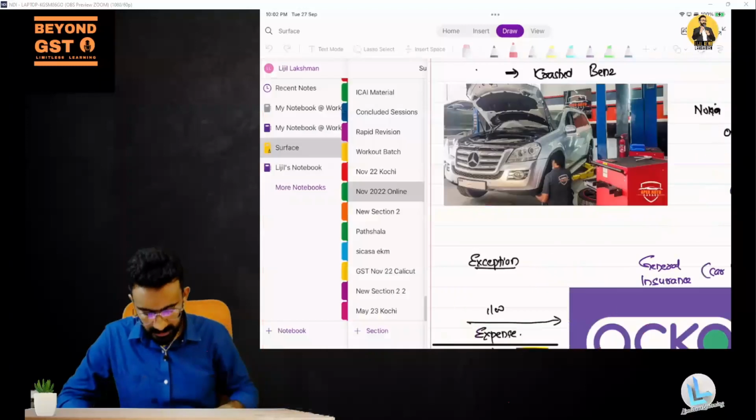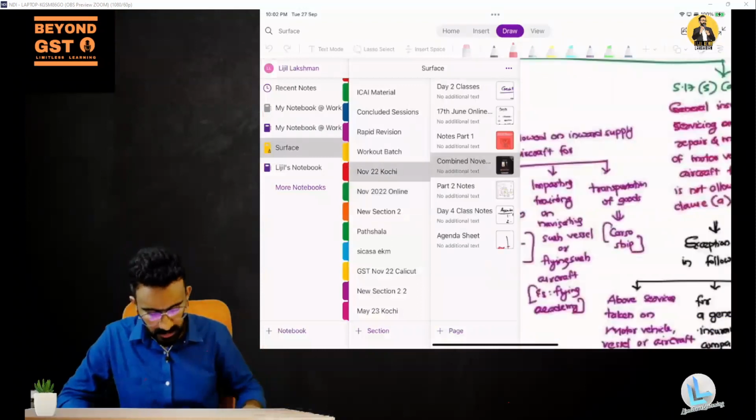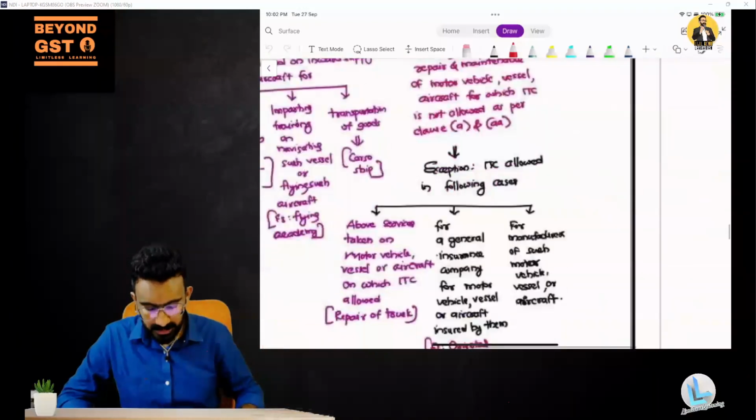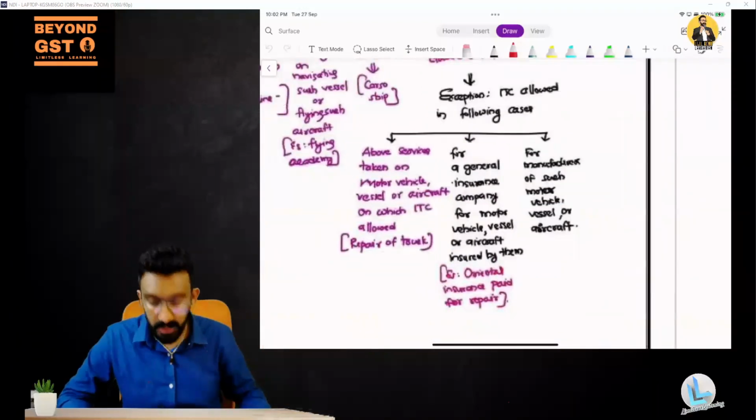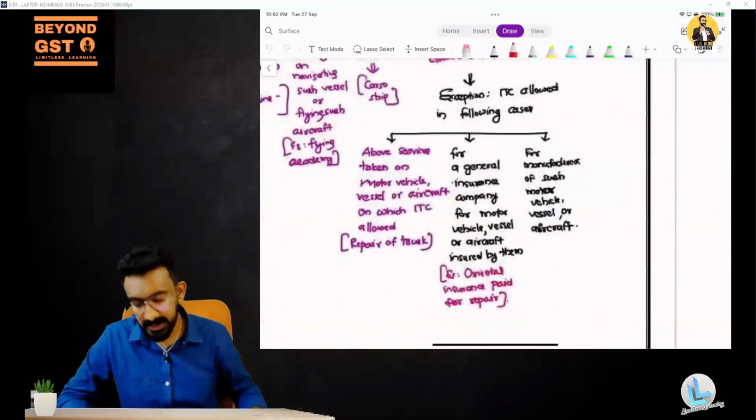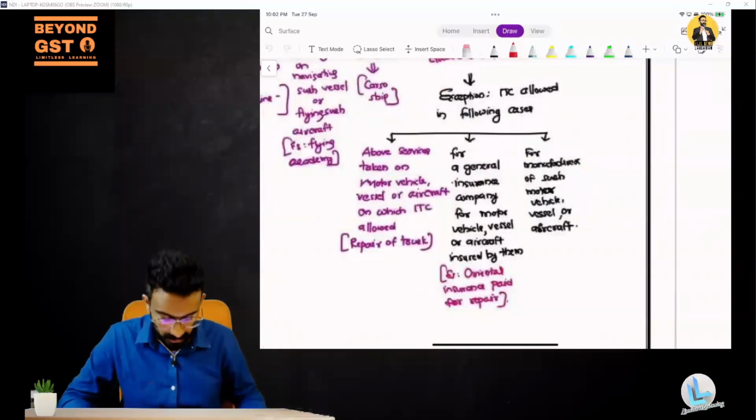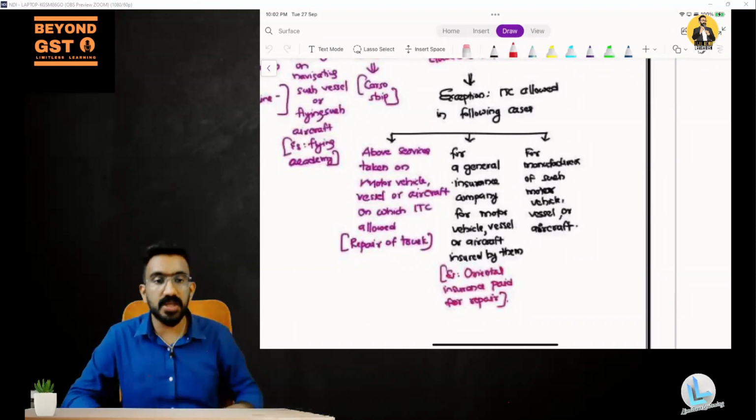Now, what are the exceptions? There are 3 exceptions. First, if the above service is taken on a motor vehicle, vessel or aircraft on which ITC is allowed, then that's allowed as ITC. Second, for a general insurance company, for motor vehicle, vessel or aircraft insured by them. Third, for manufacturers of such motor vehicle, vessel or aircraft. In these 3 cases they can take credit.